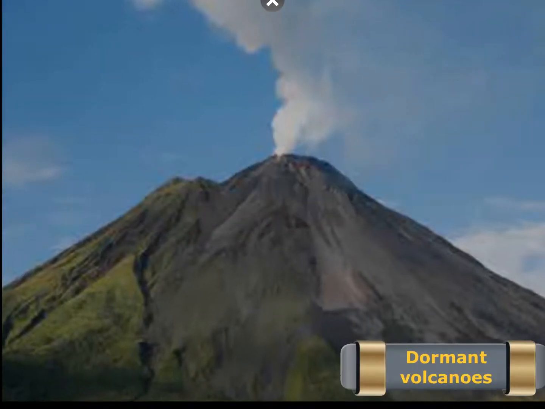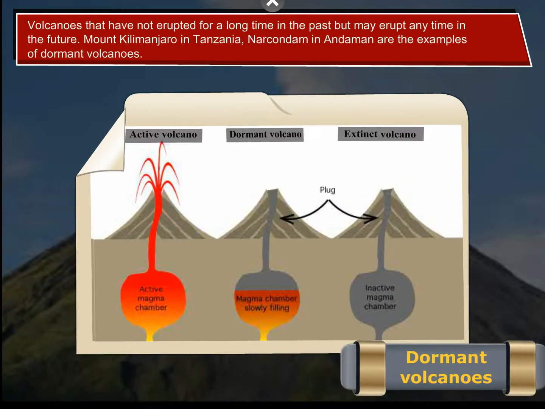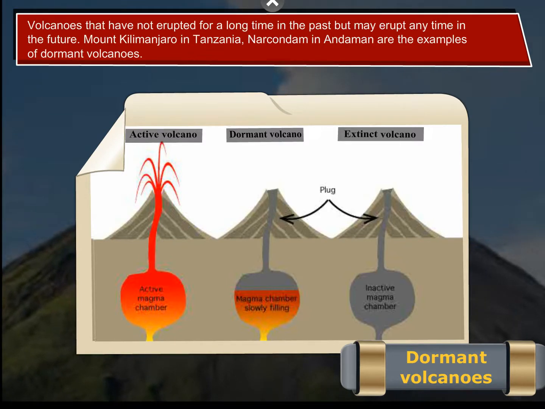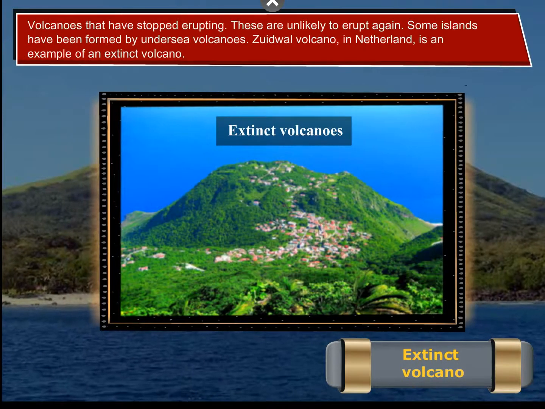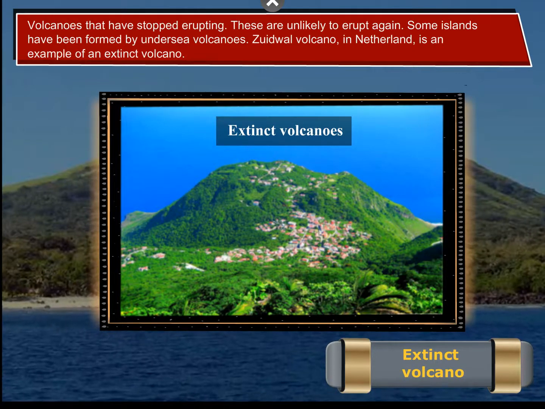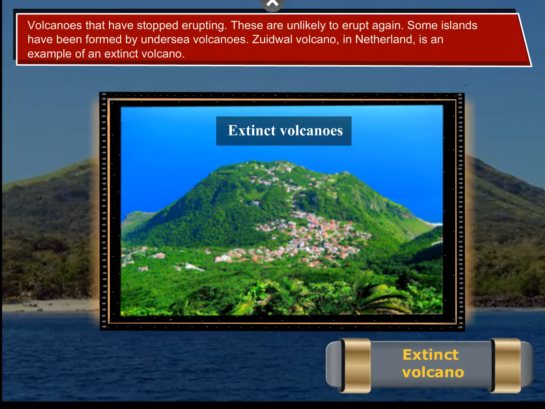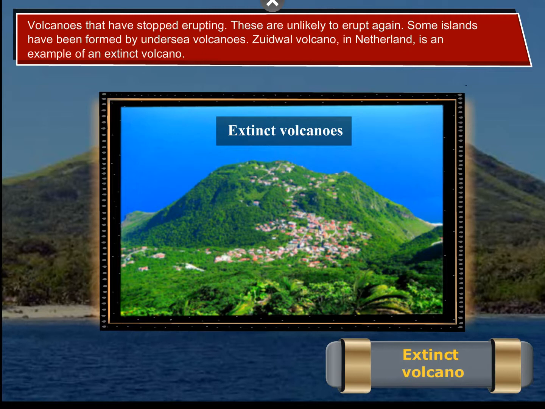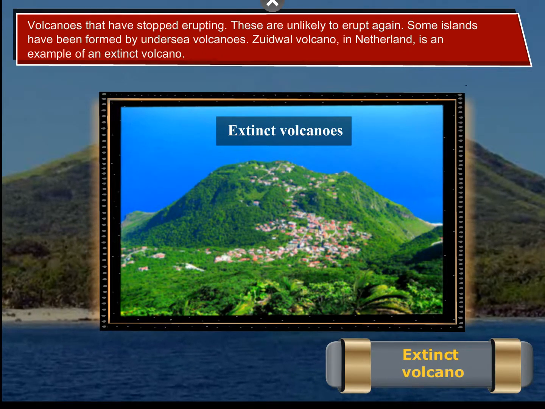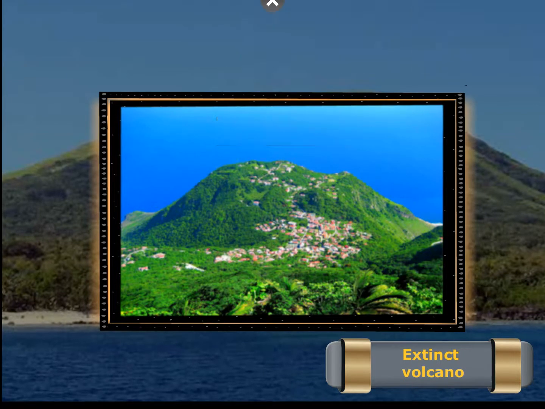Dormant volcanoes. Volcanoes that have not erupted for a long time in the past but may erupt any time in the future. Mount Kilimanjaro in Tanzania, Narcondam in Andaman are the examples of dormant volcanoes. Extinct volcanoes. Volcanoes that have stopped erupting. These are unlikely to erupt again. Some islands have been formed by undersea volcanoes. Zuidwal volcano in the Netherlands is an example of an extinct volcano.